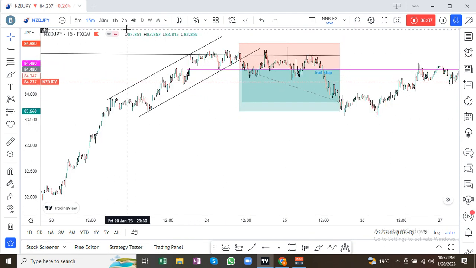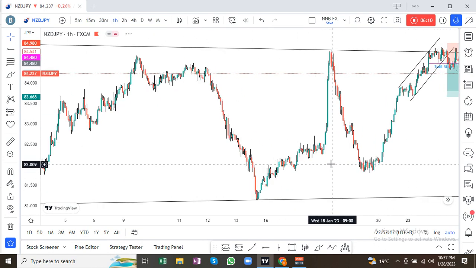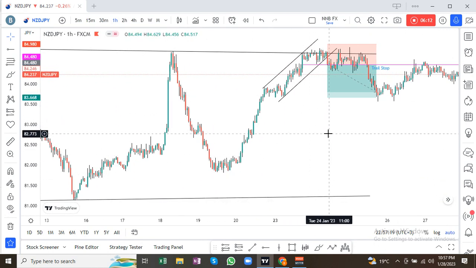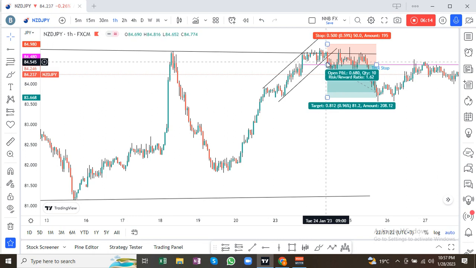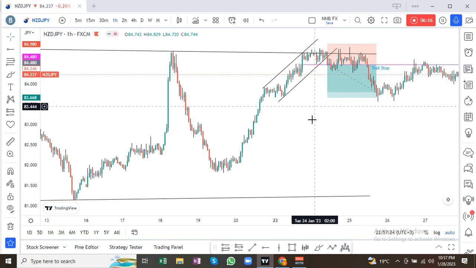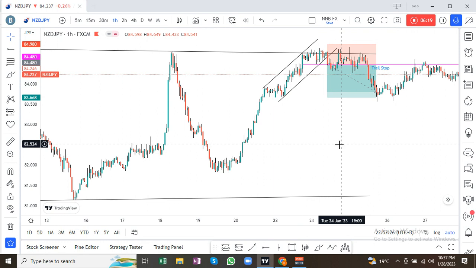After the break of the trend line, it broke the trend line impulsively, and I entered with this candlestick right here with a 50 pip stop loss. My stop loss was just above the structure.